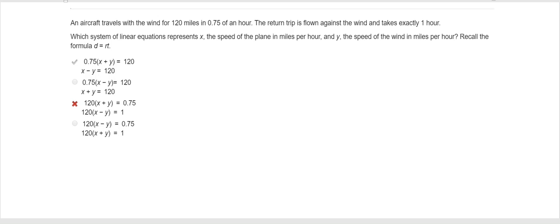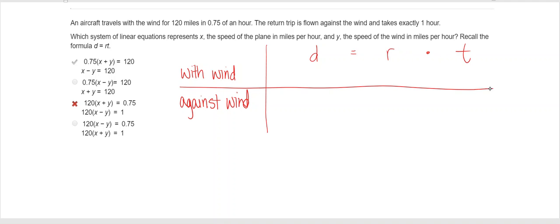So anytime you have wind resistance or a current on a river, I always set up a table. In this case, we're talking about two instances. We're traveling with the wind and traveling against the wind. So I'll write two rows here, with wind and against wind. And then, remembering that formula that distance equals rate times time, it's going to help us fill in this table.